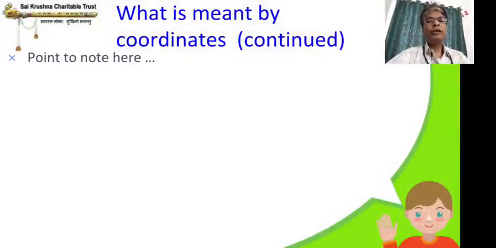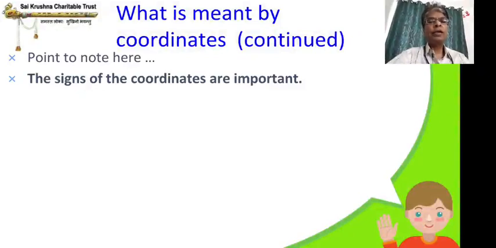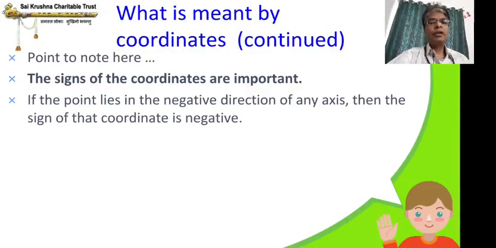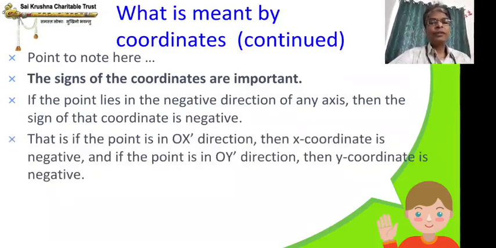So points to note here: before I write the coordinates, the signs of the coordinates are very important. If the point lies in the negative direction of any axis, that is the number line, then the sign of that coordinate is negative. That is, if the point is in the OX dash direction, then the X coordinate is negative, and if the point is in the OY dash direction, then the Y coordinate is negative, as we saw in the previous part, where we saw the vertical number line: bottom is negative, top is positive. Similarly, the normal number line, you all know, right side is positive, left side is negative.